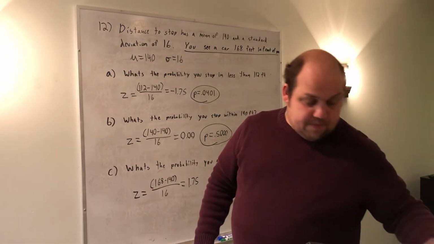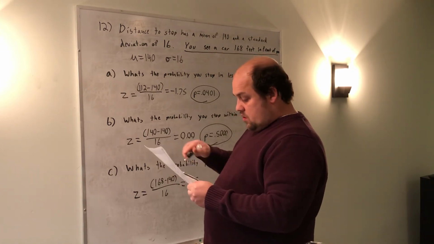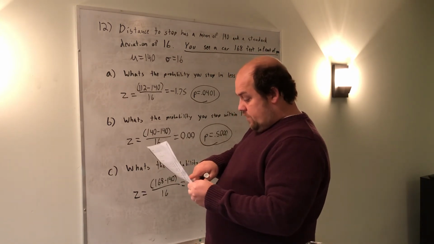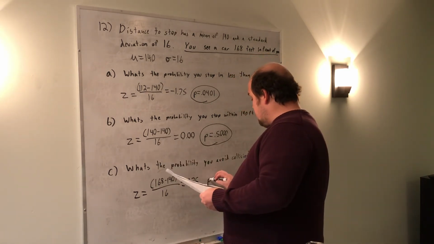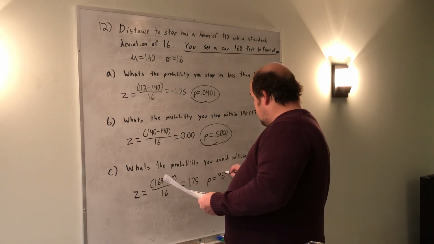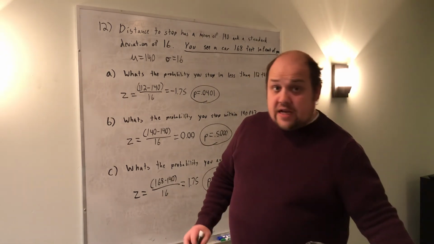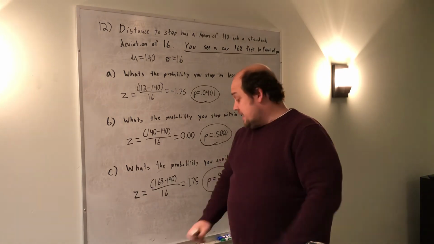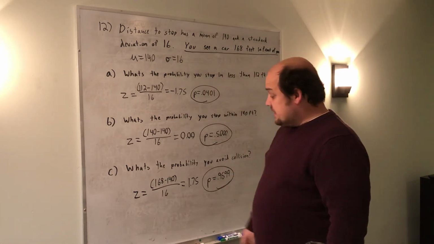Again, I look it up in my chart by going to the positive side, going down to the row 1.7, over to the column 0.05, and I get p equals 0.9599. So the chance that I avoid a collision is the chance that I can stop before that 168 feet, which should happen about 96% of the time.